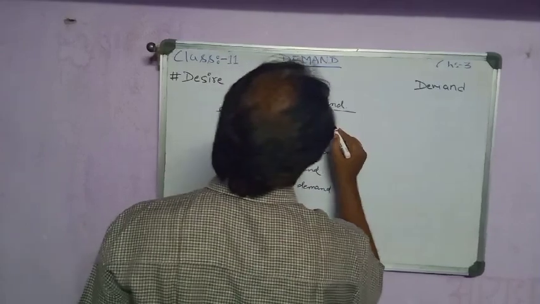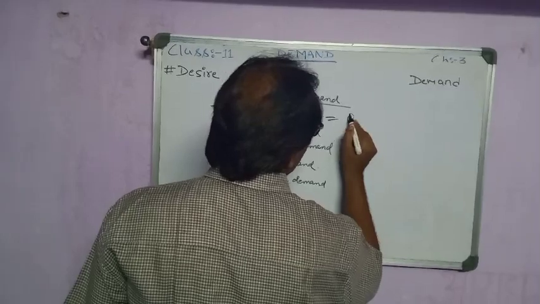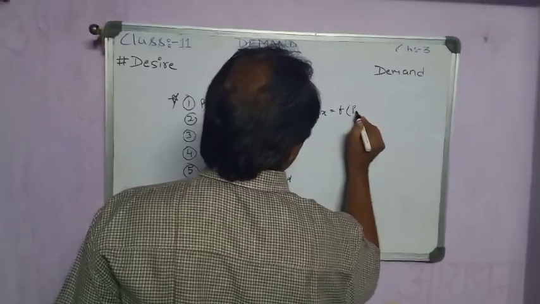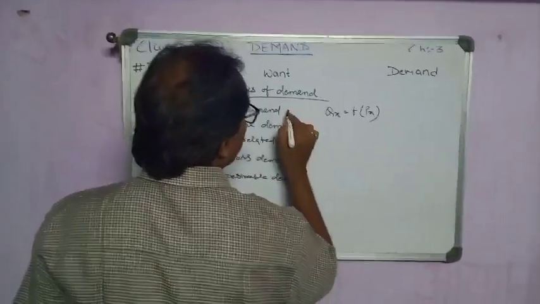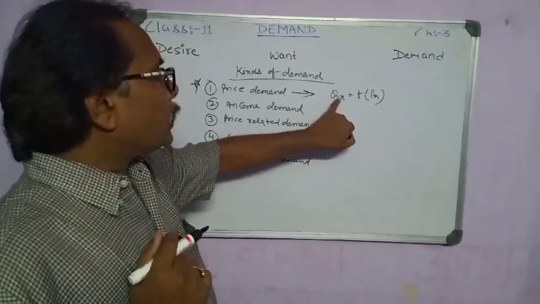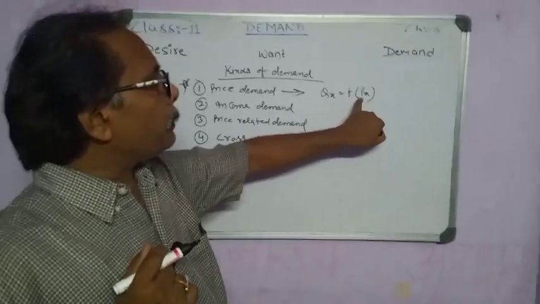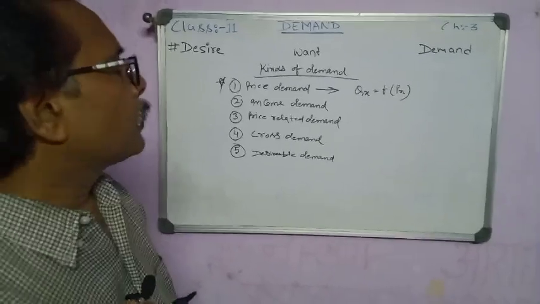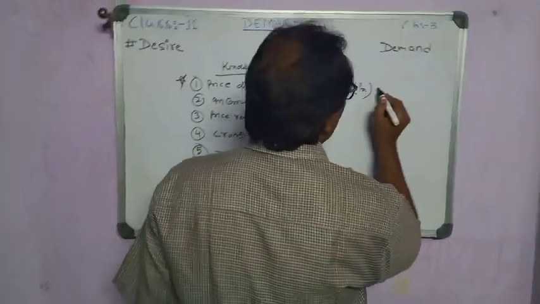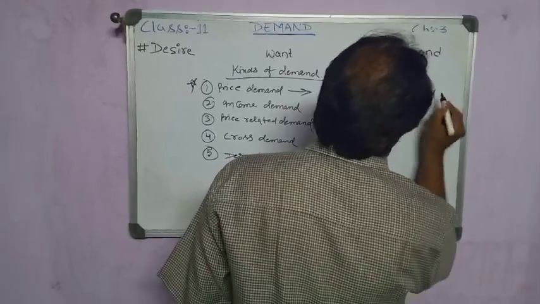So what is the price demand? First of all, here I am going to write an equation, that is Qx is equal to F into Px. Is it clear? So here Qx is the quantity of x, and F is the functional relation with the price of x commodity. So it is also known as price demand function.